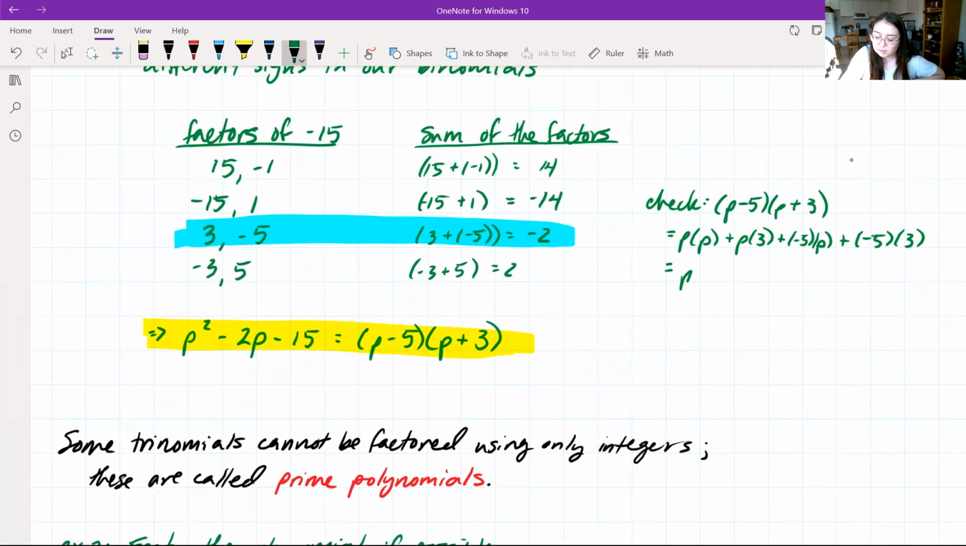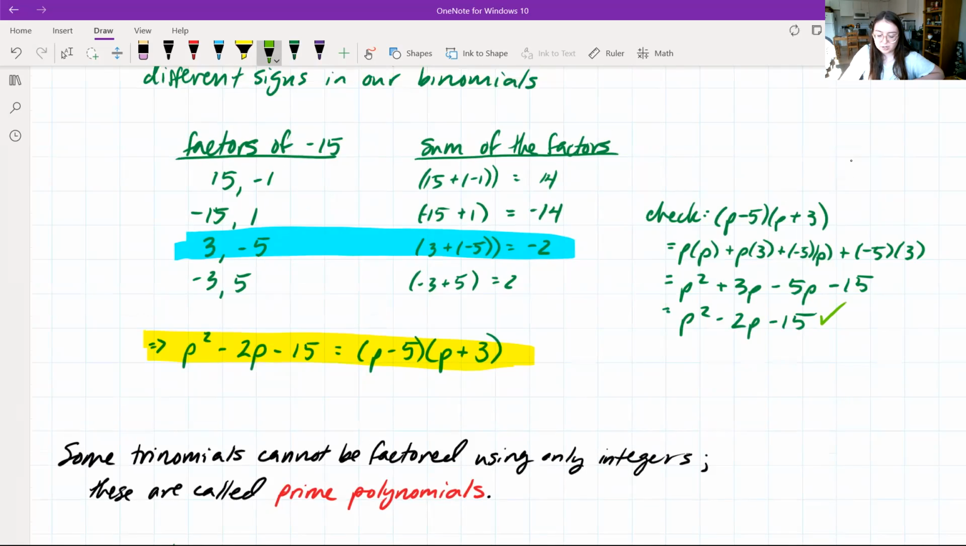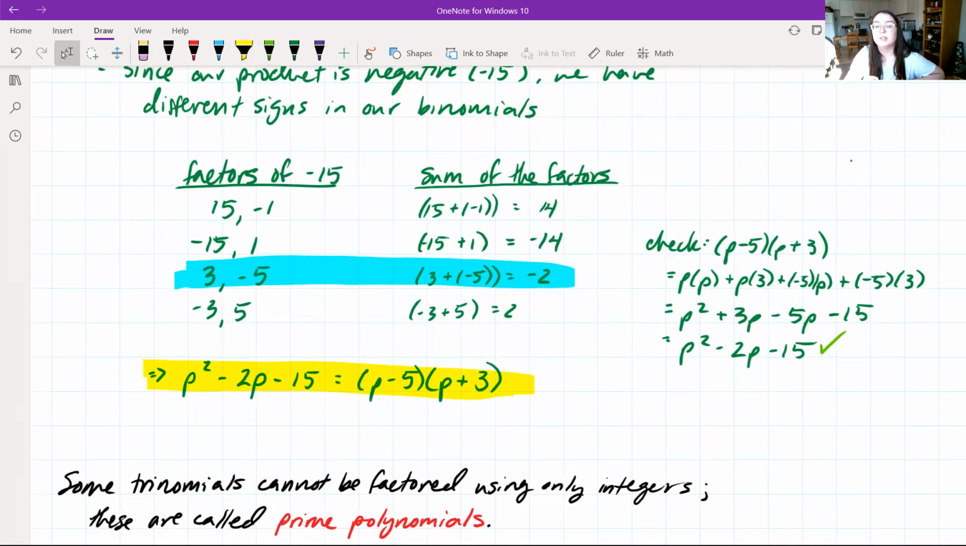P times p is going to be p squared plus 3p minus 5p minus 15, which simplifies to p squared minus 2p minus 15. So our answer here is correct. So the factorization of our trinomial is p minus 5 times p plus 3.